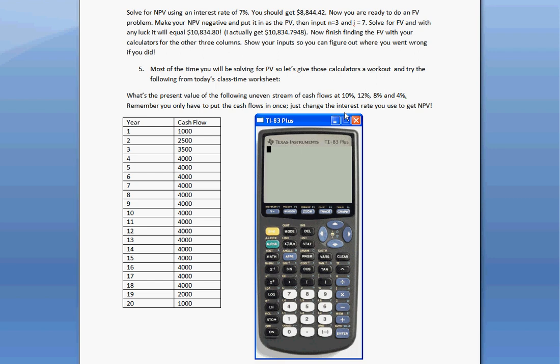In this example, I'm going to show you how you can use your TI-83 to solve the present value of a whole stream of uneven cash flows. Okay, so I have all my cash flows right here on this Word document, 1 through 20. Okay, and let's solve for it.